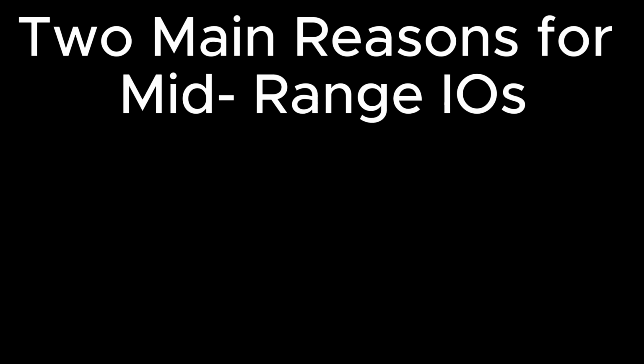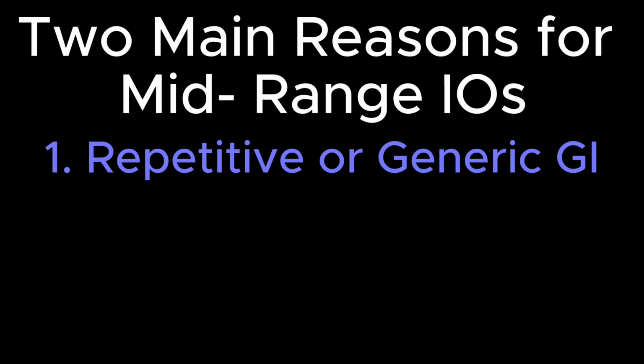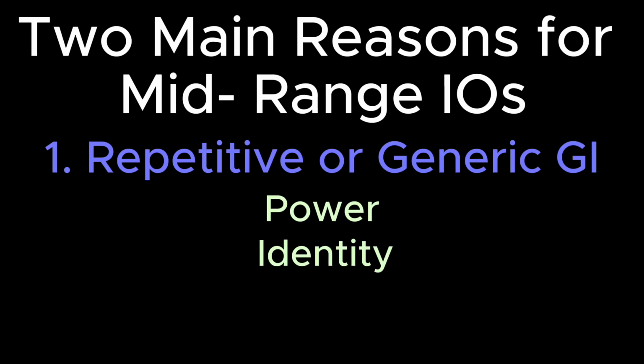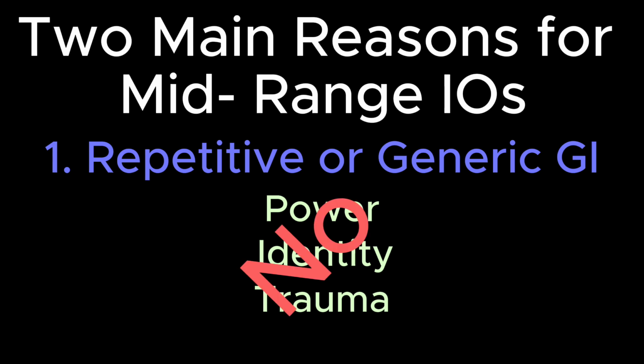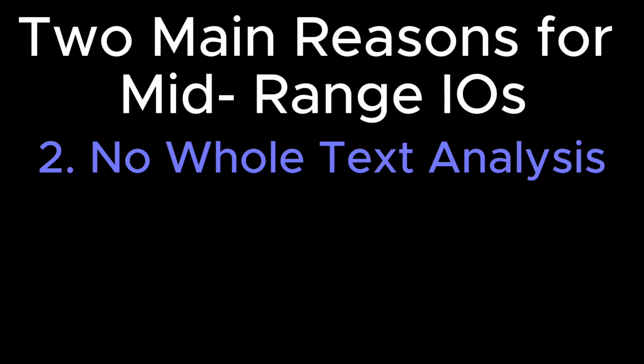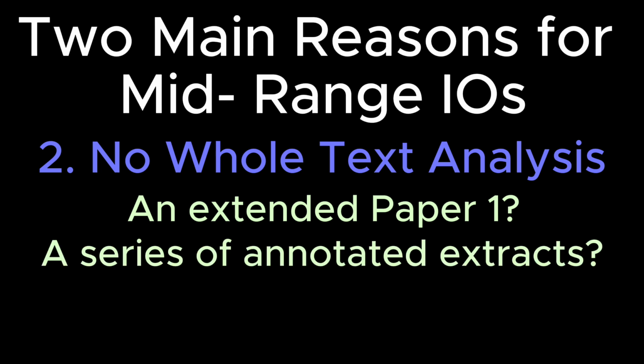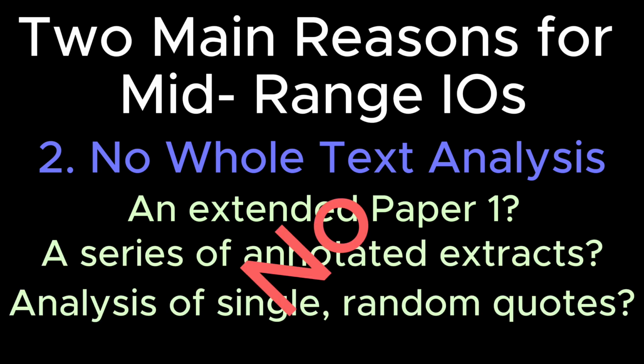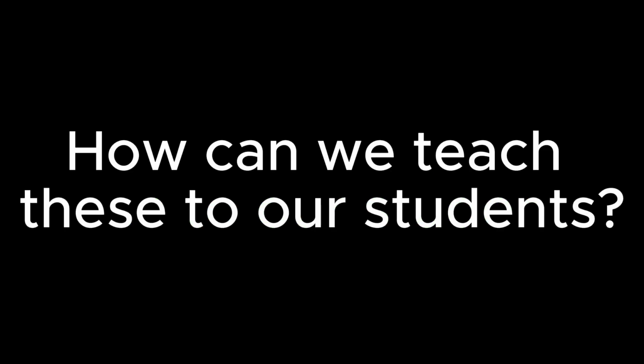There are two main reasons for this. One, a repetitive or generic global issue. Power, identity, trauma. Just the word, maybe a topic, but definitely not an argument. Second, no whole text analysis. Most students treat the I.O. like a paper one, with a global issue stuck on top. So in this video, we're going to see techniques to teach those to our students.